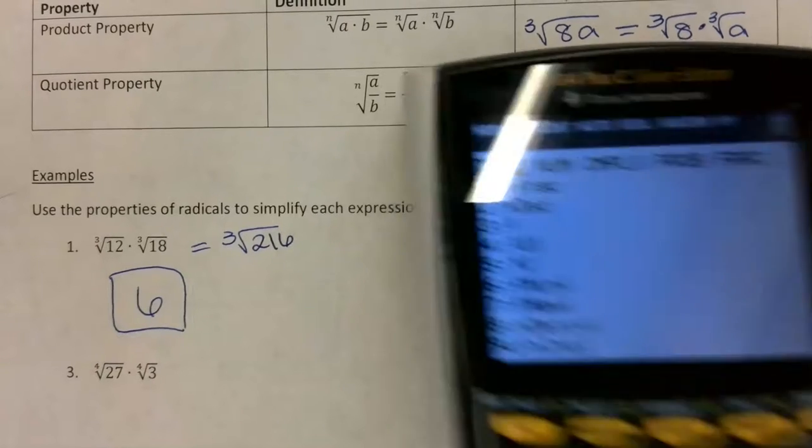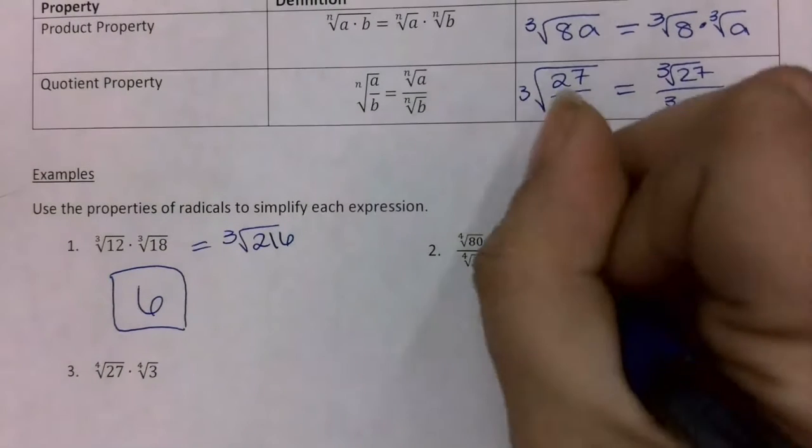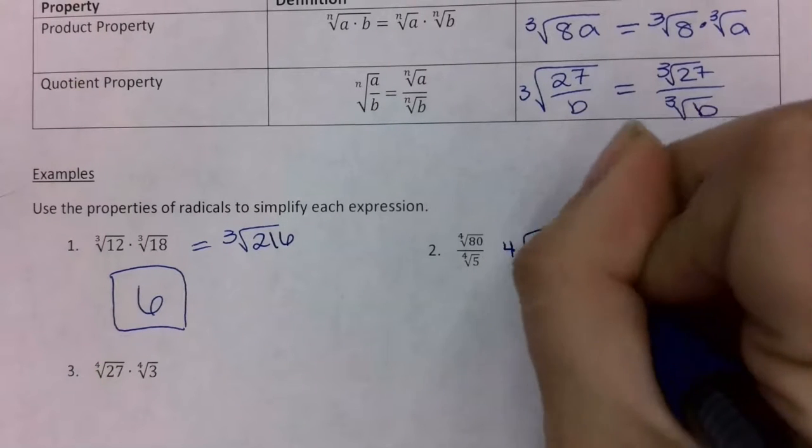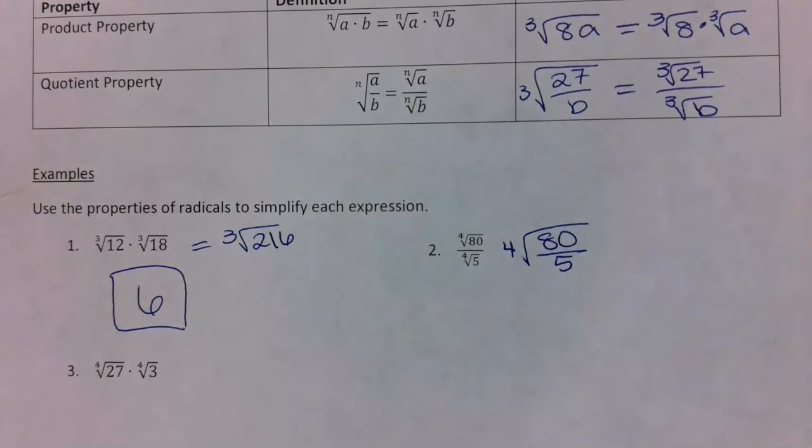Okay, so number 2, I want to simplify this and make it just one fraction with no radicals. I mean, the one radical. And then I can divide 80 by 5.